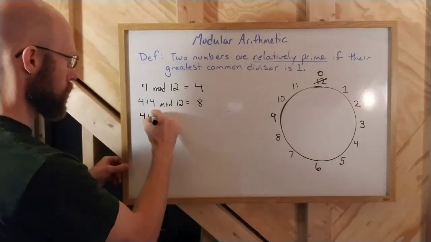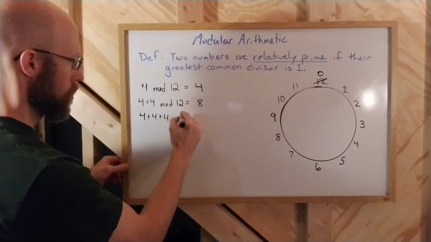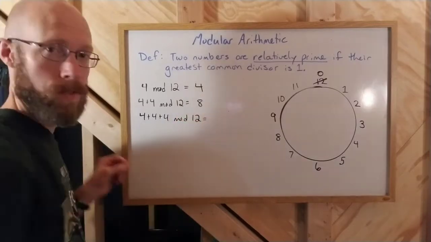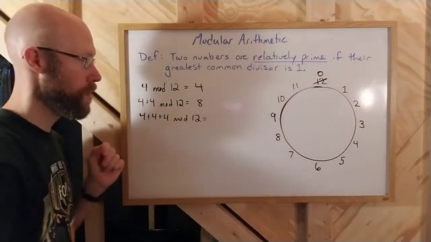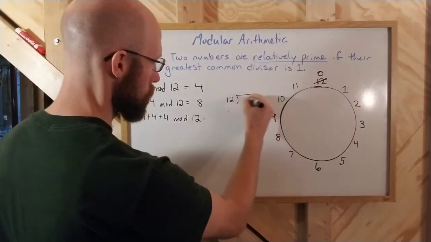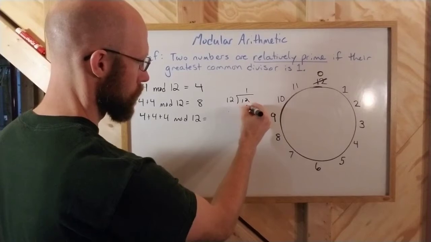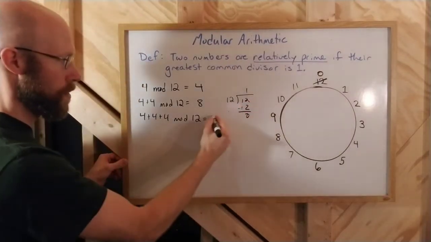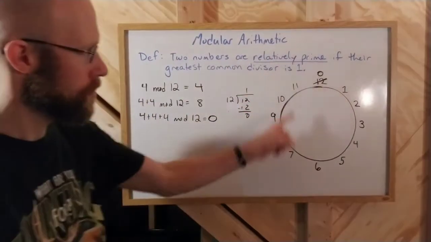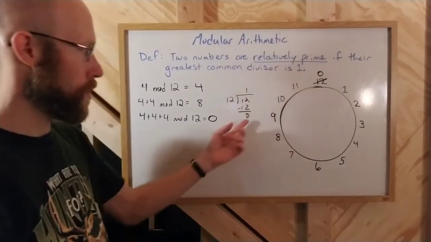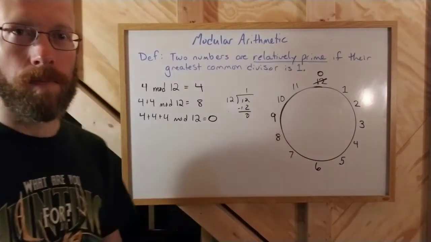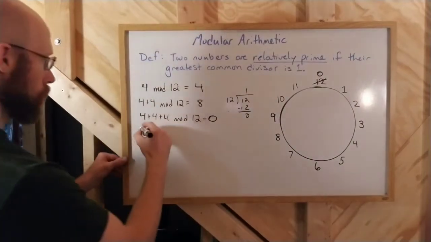If I did 4 plus 4 plus 4 mod 12, well, here's where the division starts, because what I have here is 12 mod 12, and if you divide 12 by 12, of course, you get a remainder of 0. Okay, which makes sense now why we put the 0 there instead of 12. You don't have a remainder of 12, you have a remainder of 0. Now let's go one further.